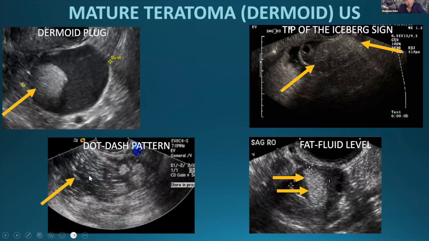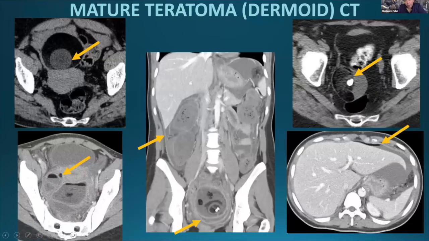Less commonly, dermoids can manifest with a dot and dash pattern, which you can see here on this image. This is due to the presence of hair. And even less commonly, they can present with a fat fluid level. So here's the right ovary. You can see an echogenic layering component, which basically corresponds with a fat fluid level.